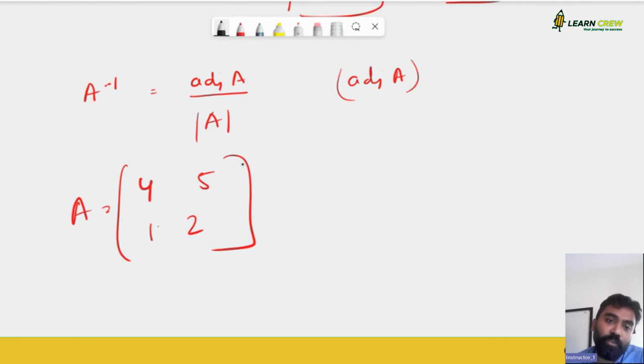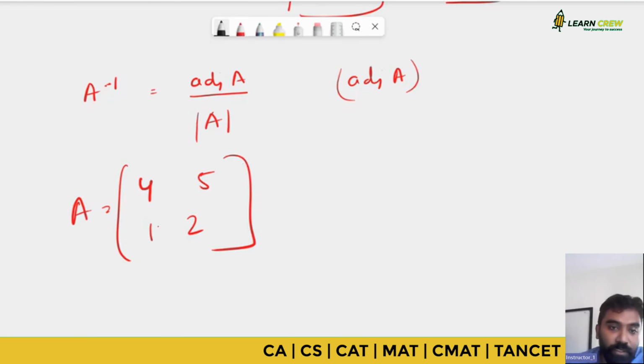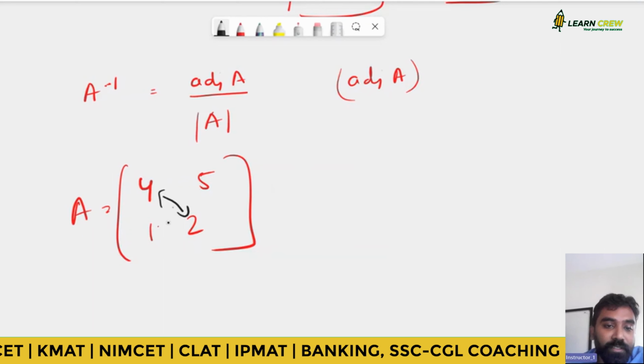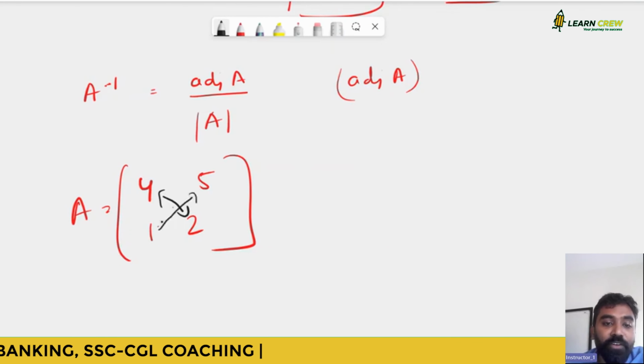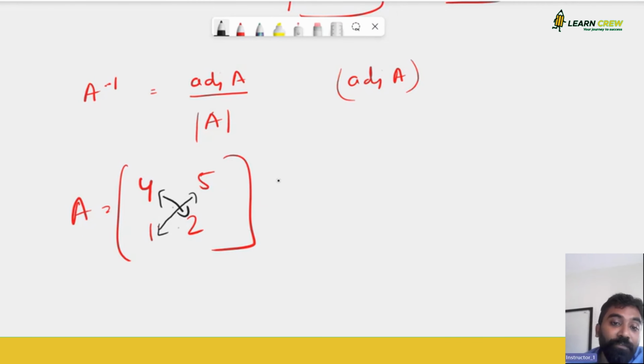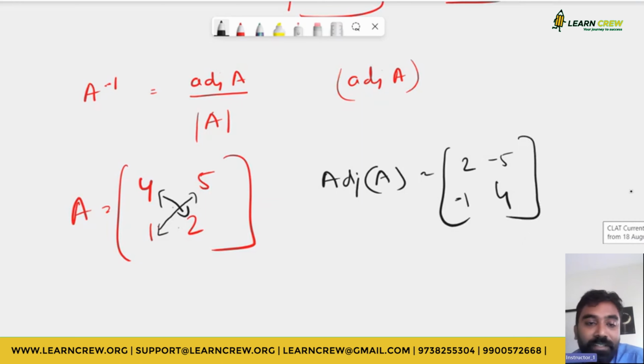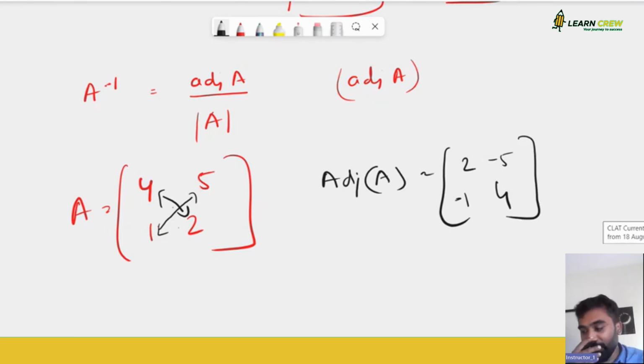Now, in the adjoint of A, what I'll do is swap these two elements and change the sign of the other two. For example, if I swap these two elements, this becomes 2 and 4, and the signs of these two positive entries change, so they become -5 and -1. Now this becomes the adjoint of the given matrix.